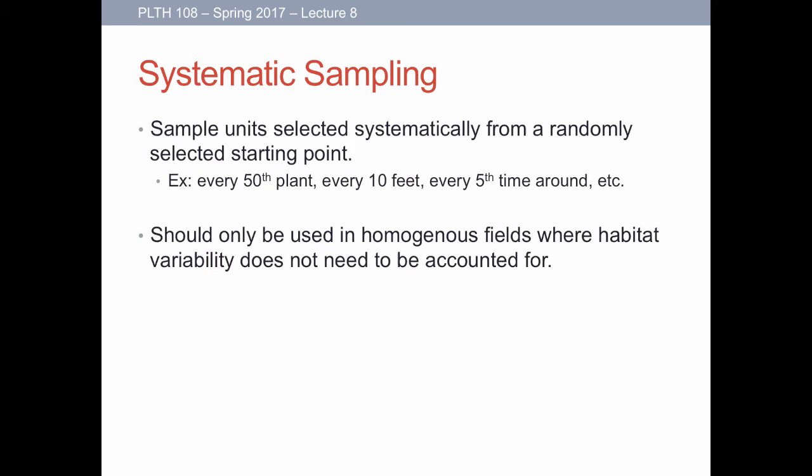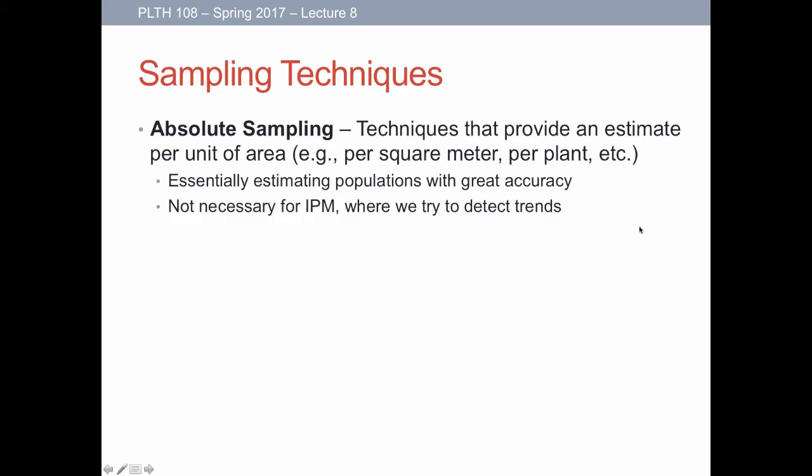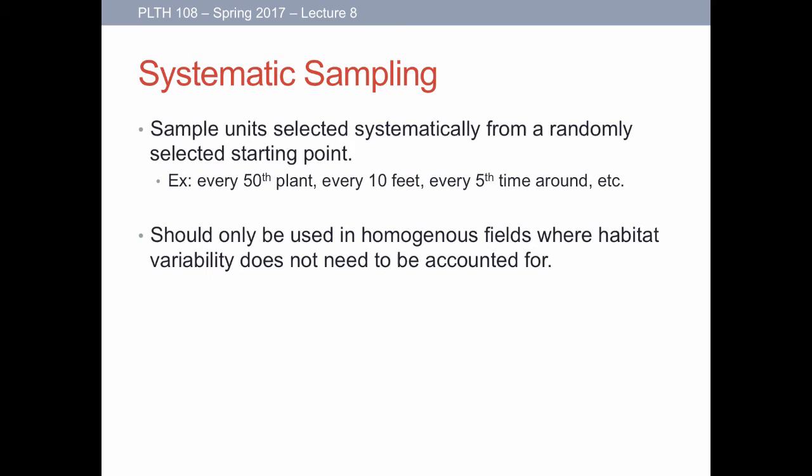And this is really handy if you're trying to sample a large number of fields that are very homogeneous, all have the same crop, all have the same pest that you're looking for, and you're just looking to collect a large number of samples relatively quickly. So, yeah, there's nothing wrong with systematic sampling. It's not particularly random, but if you do it correctly, you will hit every single part of the field when you go through.